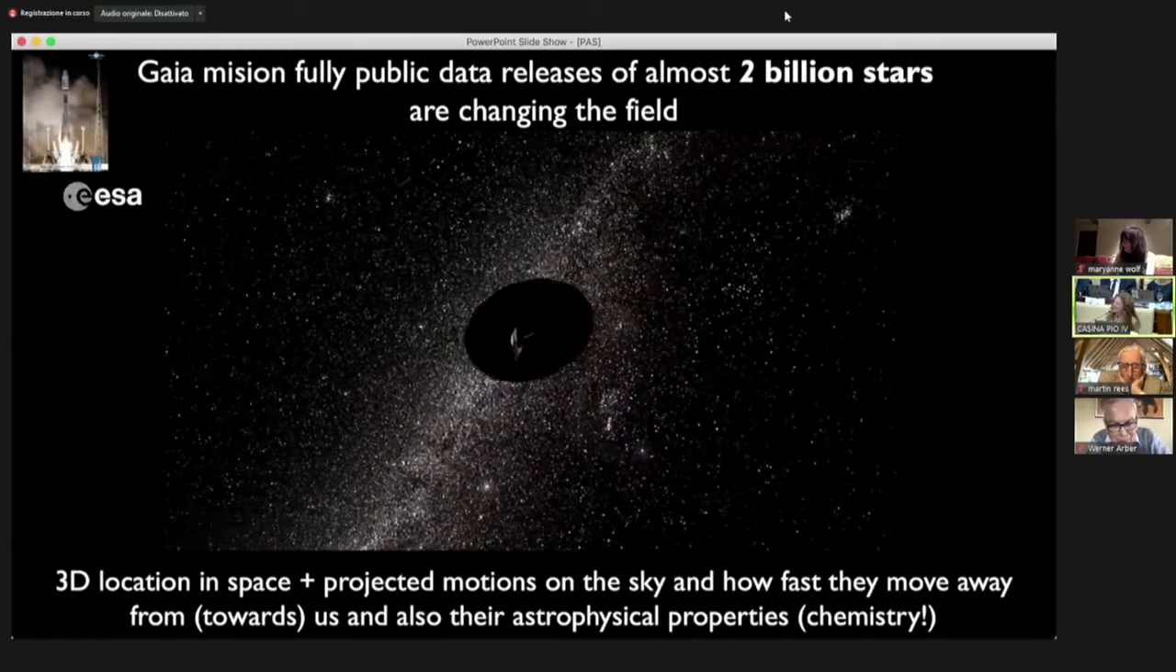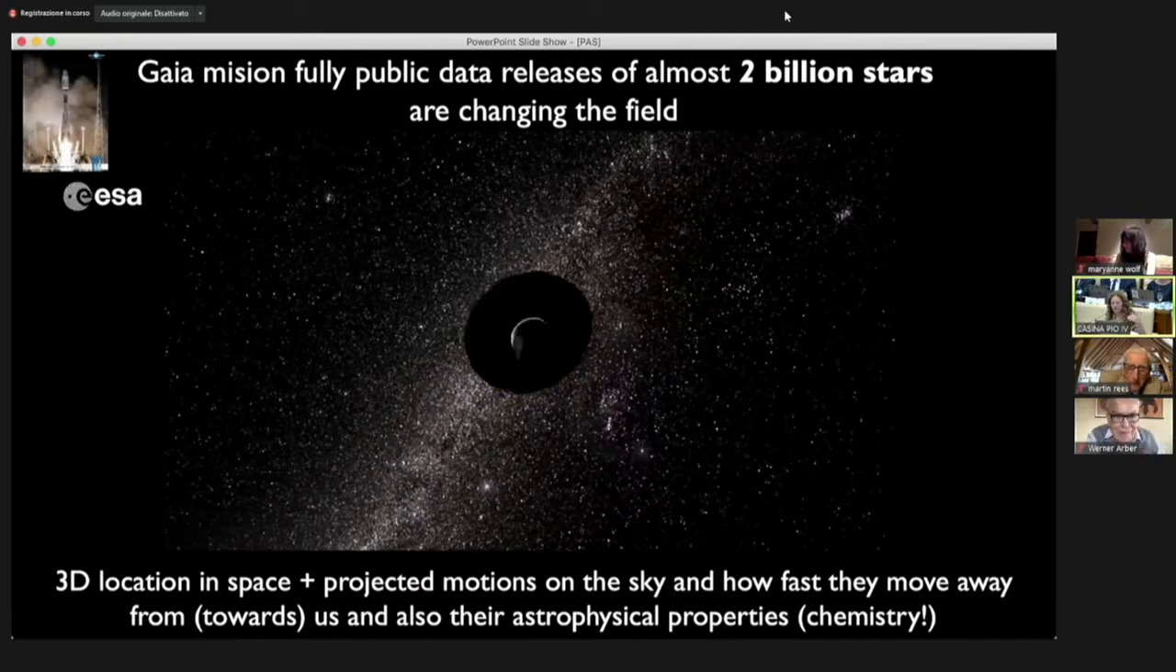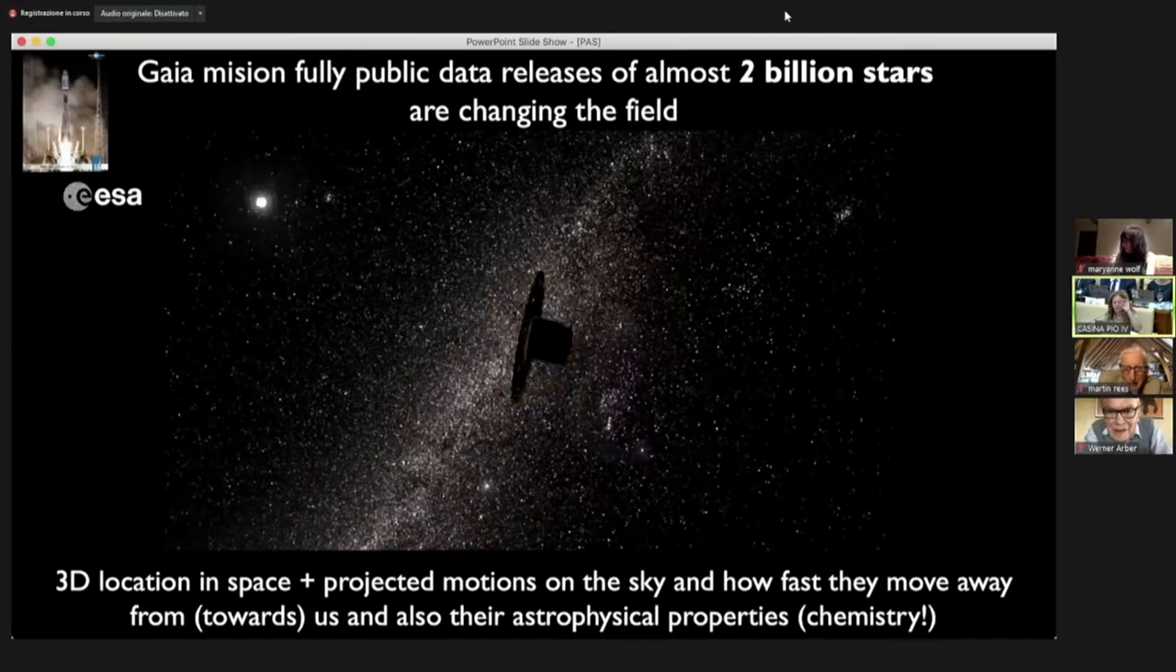But what we really needed to be able to do this is the Gaia space mission. And Gaia was launched in 2013, and it has been observing the sky, all the stars down to some brightness. It's been measuring very accurately as it spins the positions of the stars, and from the motions of the stars, one can infer how far they are from us, so their location in space. One can measure how fast they move on the sky. And also we have spectra, so using the Doppler shift, we can tell how fast they move away and towards us.